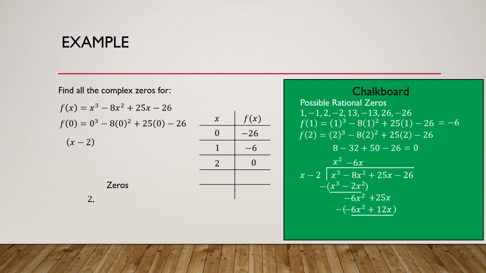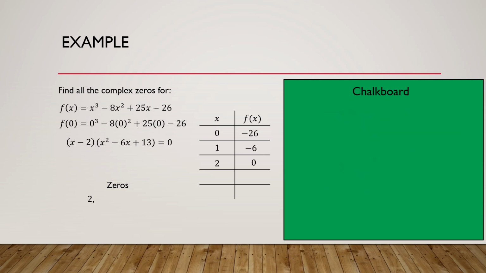Subtract again to get 13x, then bring down the negative 26. 13 will be our last term, times x minus 2 is 13x minus 26 with no remainder. Therefore, the polynomial factors into x minus 2 times x squared minus 6x plus 13.